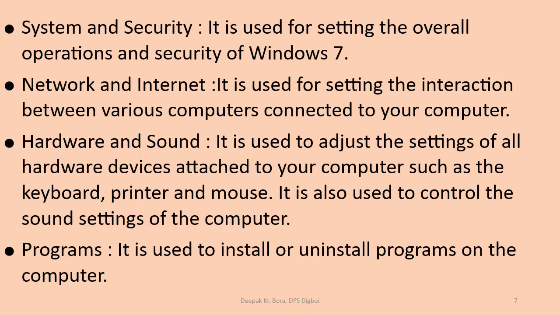System and security. It is used for setting the overall operations and security of Windows 7. Next, network and internet. It is used for setting the interactions between various computers connected to your computer. Hardware and sound. It is used to adjust the settings of all the hardware devices attached to your computer, such as the keyboard, printer, and mouse. It is also used to control the sound settings of the computer. Programs. It is used to install or uninstall programs on the computer.